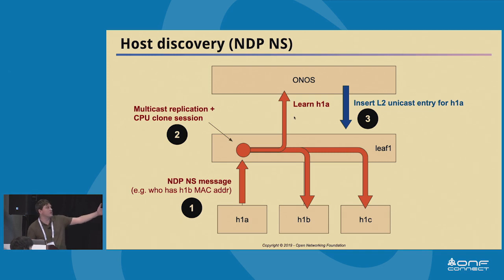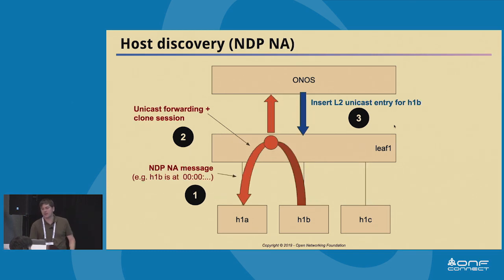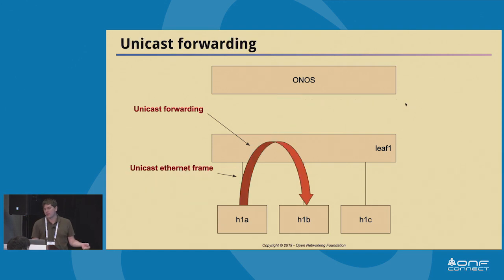So we have a table that matches on NDP NS requests. We have a table, the ACL table, that allows cloning packets to the CPU. And we have the traffic manager in the middle that is responsible for replicating packets. So when ONOS learns the location of H1a, it will insert a unicast entry to forward packets to H1a. At this point, H1b will reply with an NDP NA message informing H1a of its own MAC address. This packet is also intercepted by ONOS, and that's how ONOS learns the location of H1b. At this point, we have two bridging entries, and unicast forwarding between the two hosts can happen.